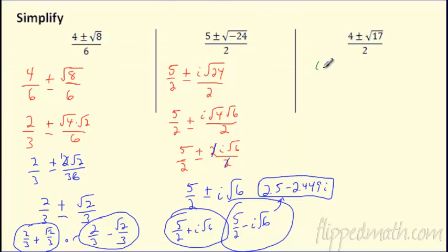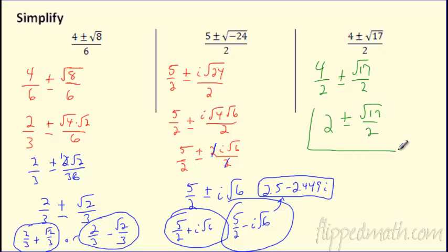What do we really do? We're going to split this into 2 fractions, and sometimes you can't really do much with these. Well, the first one reduces, doesn't it? This is 2 plus or minus, and then we're done. Radical 17 over 2. So that's it. So sometimes there's not a lot going on here, but that's cool. We're okay. We're good to go.